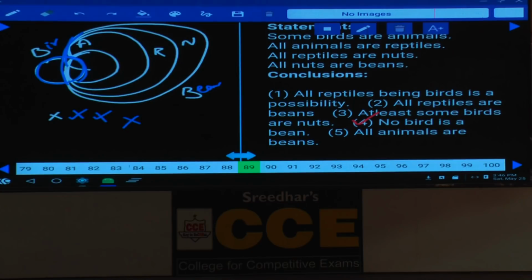And choice five, all animals are beans. All animals are beans is also true. Isn't it? Hence what is your answer here? The remaining choices can be true at least once, but choice 4 cannot be true even once, hence it is 100% false. Done? Hence what is your answer here? Question number 89, it is choice 4.